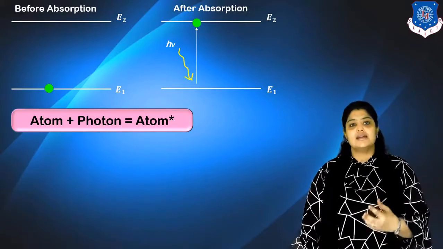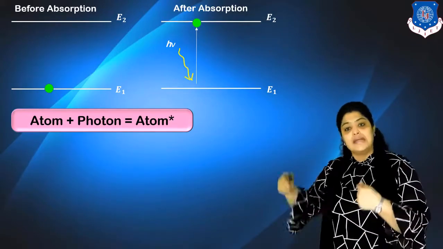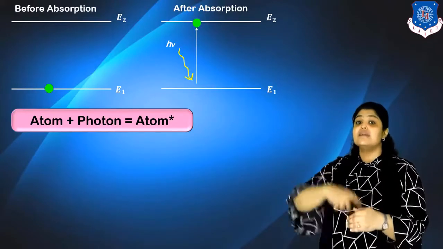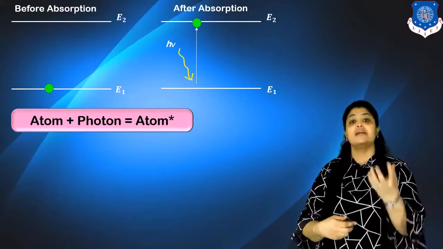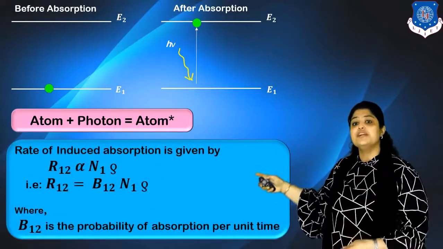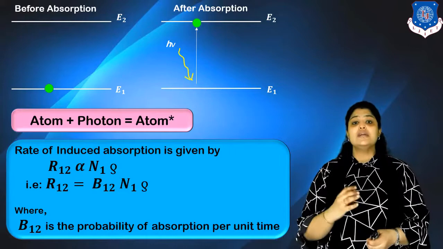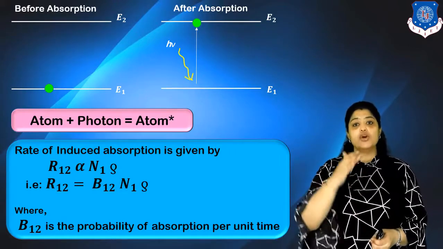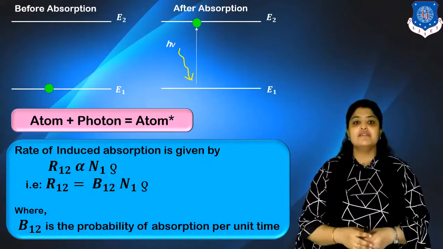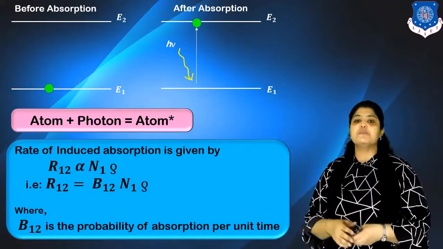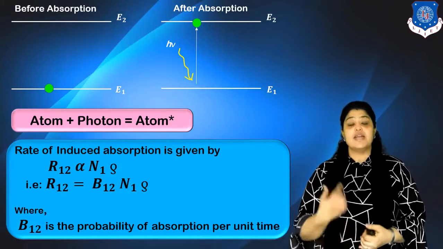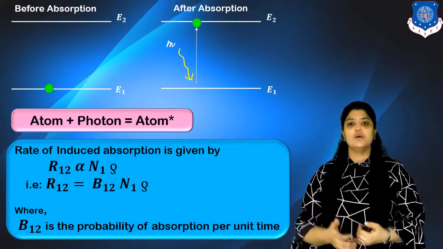Now I can talk about the rate of absorption. In this process I only have one atom. If there were 100, all of those atoms would have moved to the higher energy level by absorbing radiation. So we can say that the rate of induced absorption is denoted as R12. Rate of 1 to 2 means the transition from energy level 1 to energy level 2. So R12 is proportional to N1 into rho. What do you mean by the word N1? N1 means the population of the lower energy level.